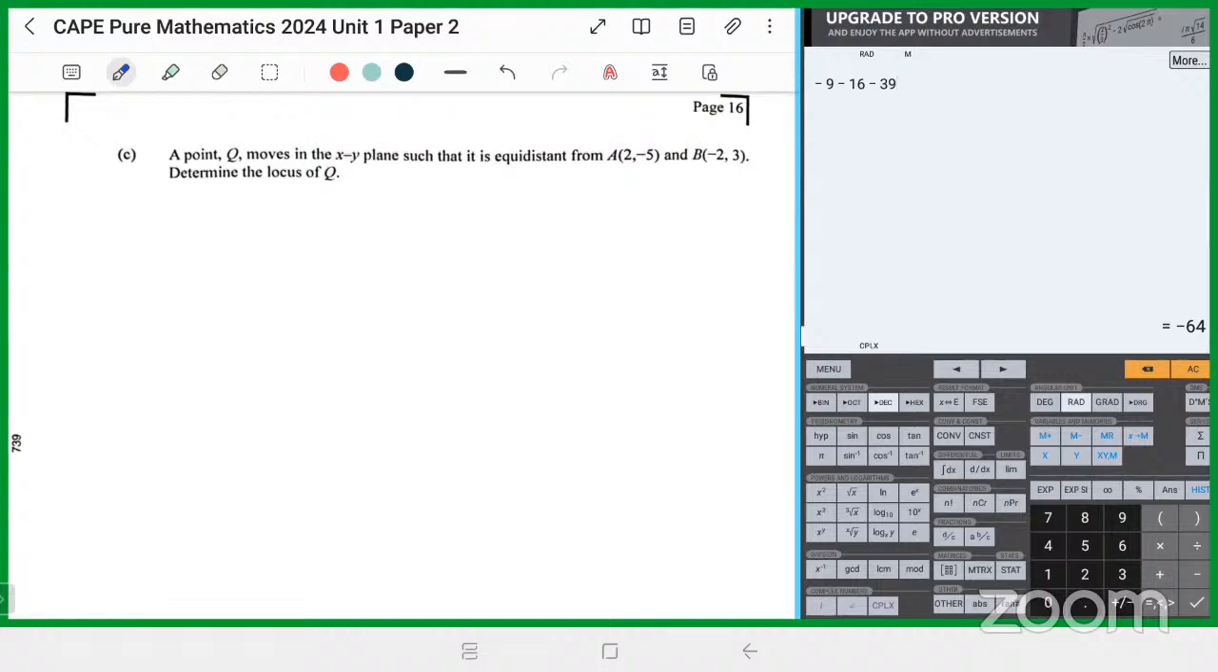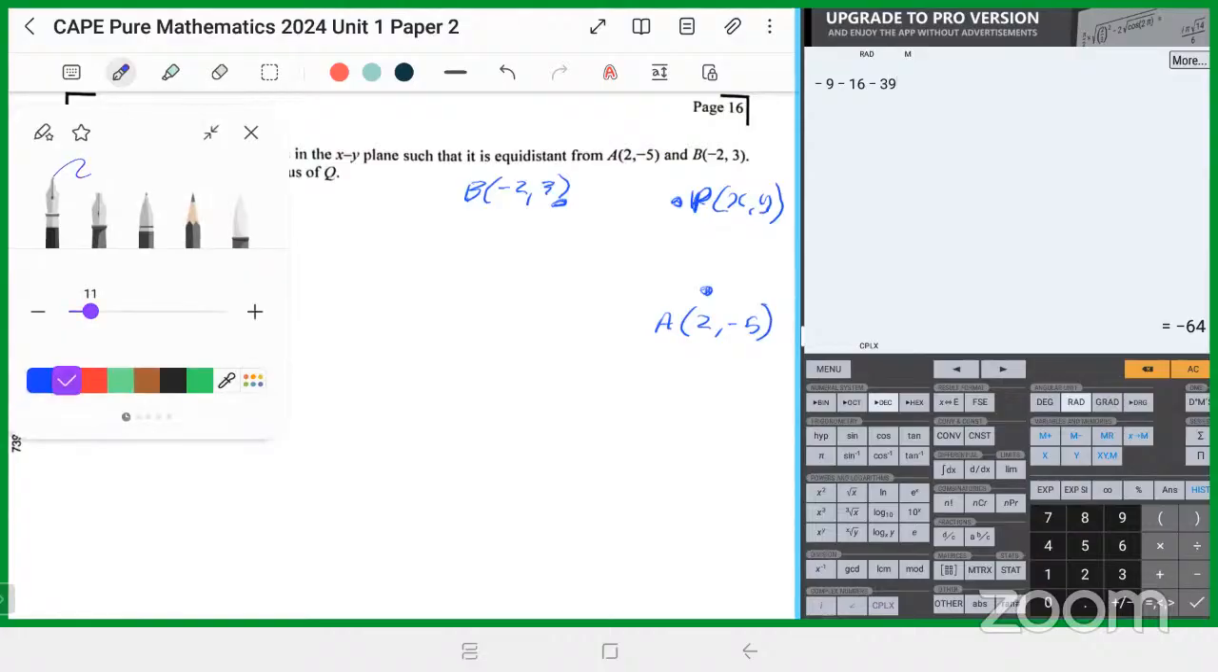B, (-2, 3), would maybe be up here. And the A will be like (2, -5), more like over this side. And then we're going to place P anywhere, right? We can place the point P here, for example, and give it coordinates xy. Then we put it at a place where it can be shown to be equidistant.